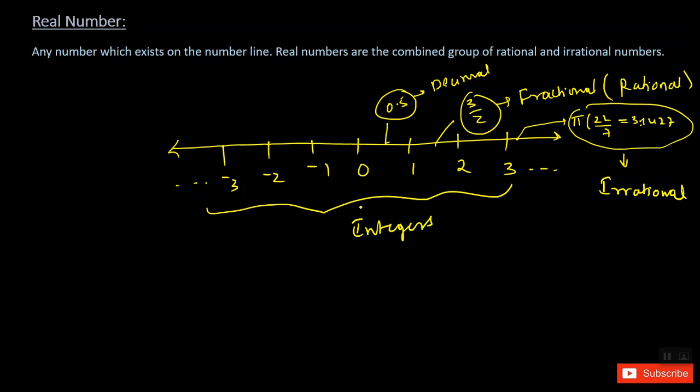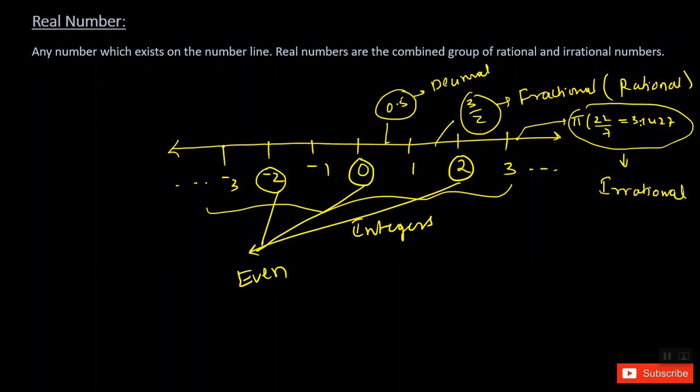All the numbers represented on the number line include integers. I can specify negative integers, positive integers, and even numbers, the multiples of 2, that is -2, 0, 2; these are all called even numbers. And the numbers which are not multiples of 2, like -3, -1, 1, etc., are all called odd numbers. So in general, all the numbers which can be expressed on the number line are called real numbers.